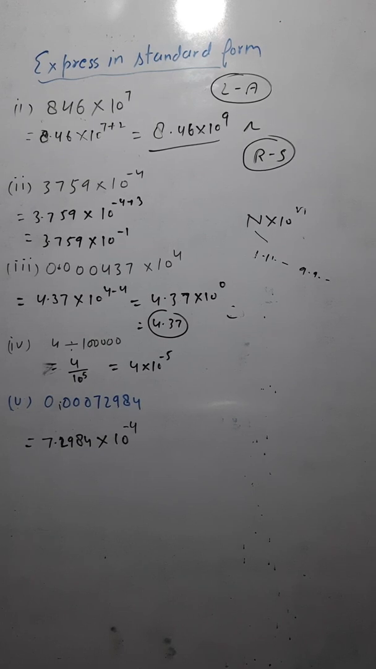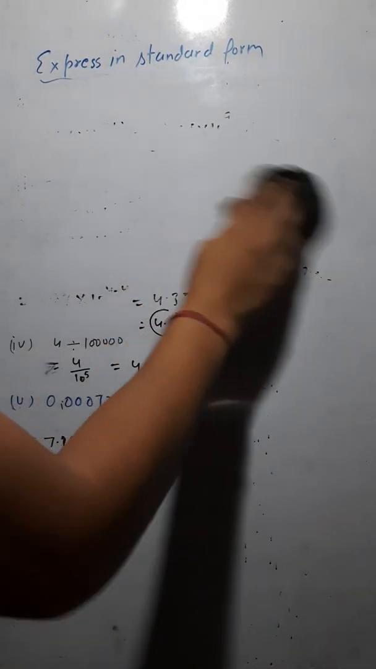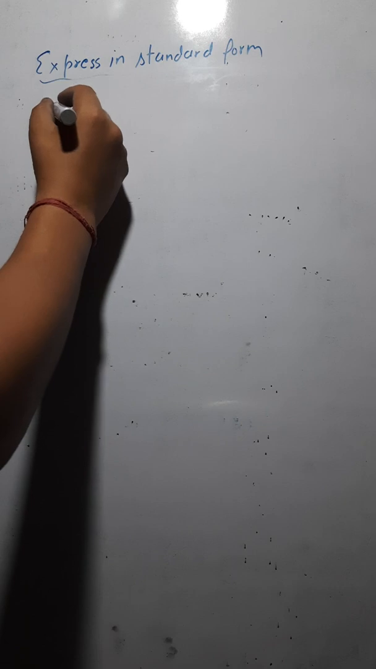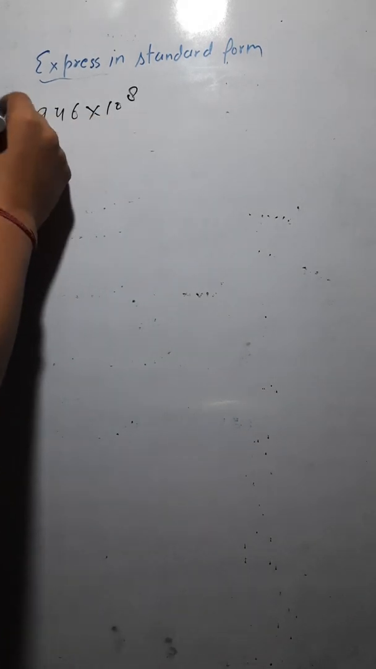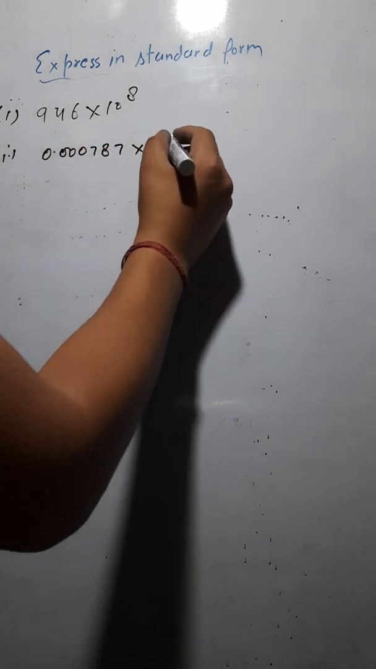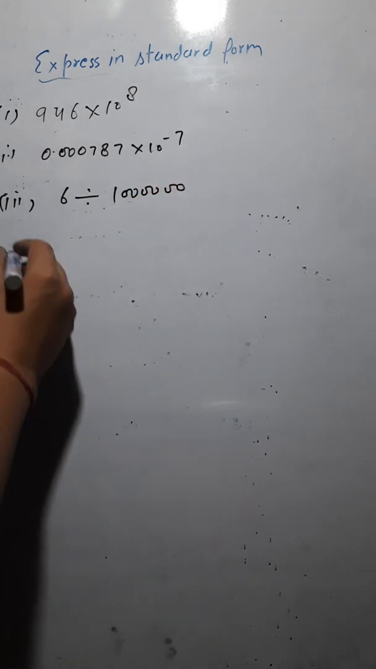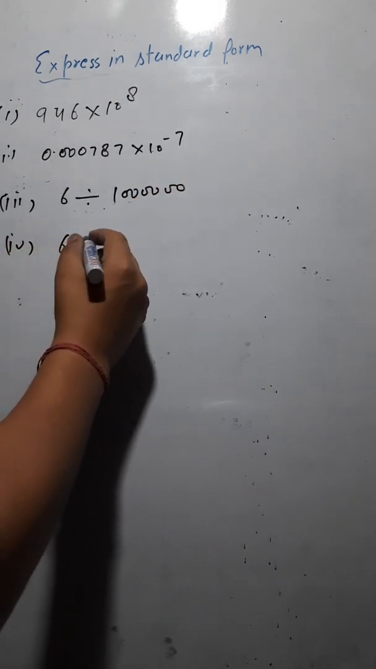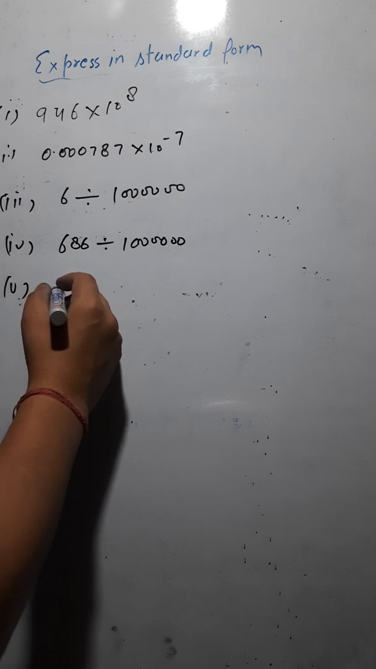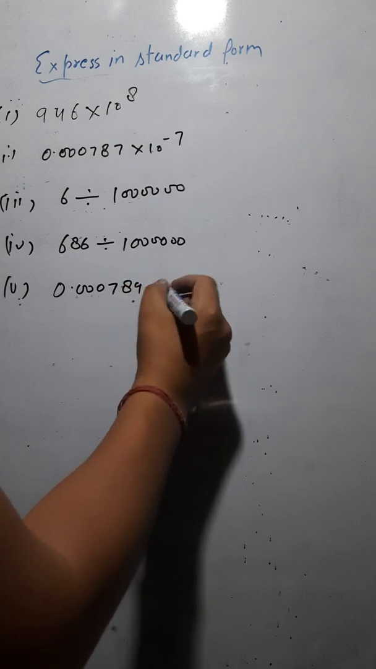Okay, and similar questions I am going to give you for home, which you have to do on your own. Let me write the questions here now. The first question is, you have to express 946 multiplied by 10 raised to the power 8 in standard form. Then the second question, 0.00087 multiplied by 10 raised to the power minus 7. Again, third, 6 divided by 1000000. Then the fourth one, 686 divided by this much. Then the fifth one, 0.00079 multiplied by 10 raised to the power 6.